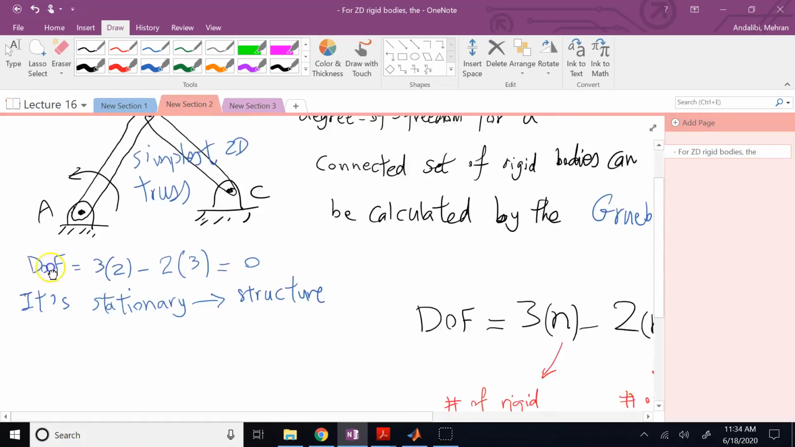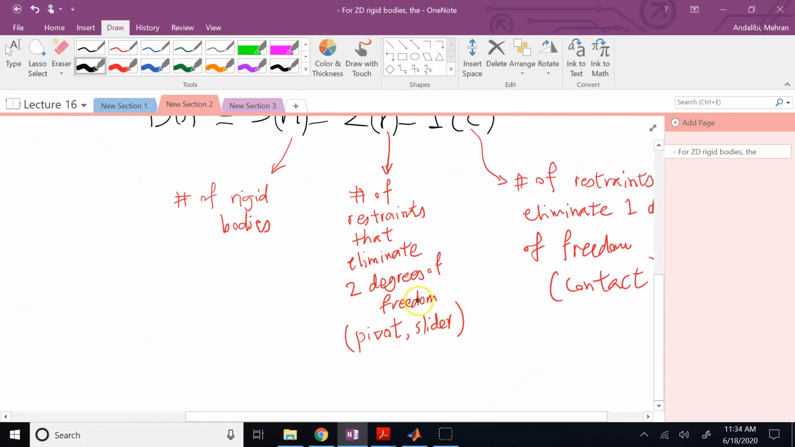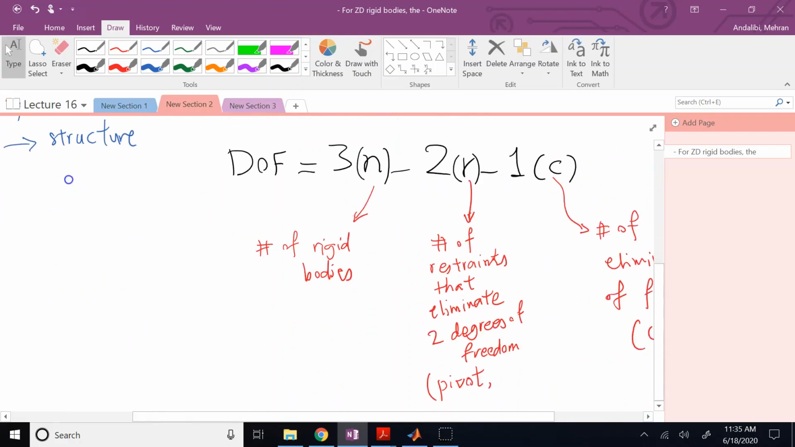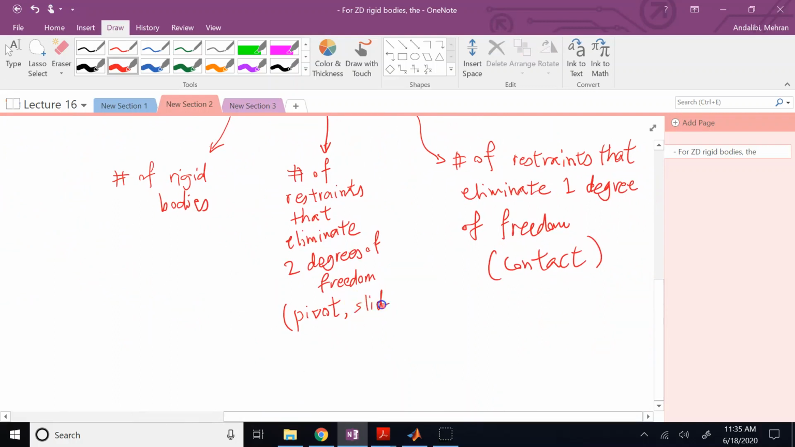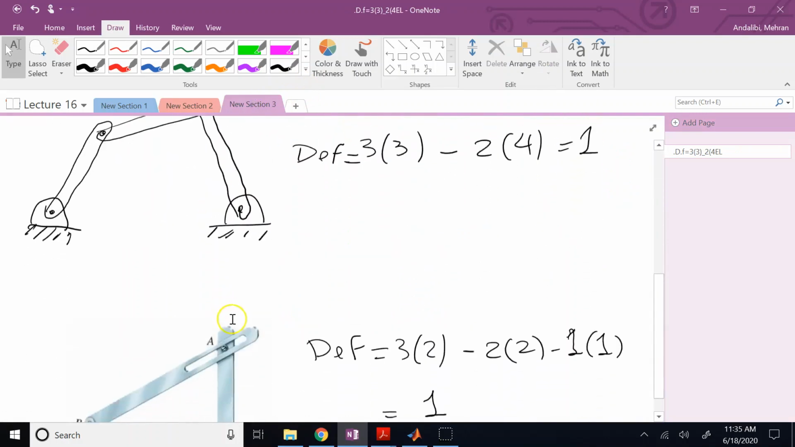I want to mention here that when I say slider, let's not call it slider, that might be a little bit misleading. I would call it a fixed slot, or fixed slider, or whatever you want to call it. Or let's call it like this: slider with fixed guide. That might make more sense. Okay, so this one has 1 degree of freedom.